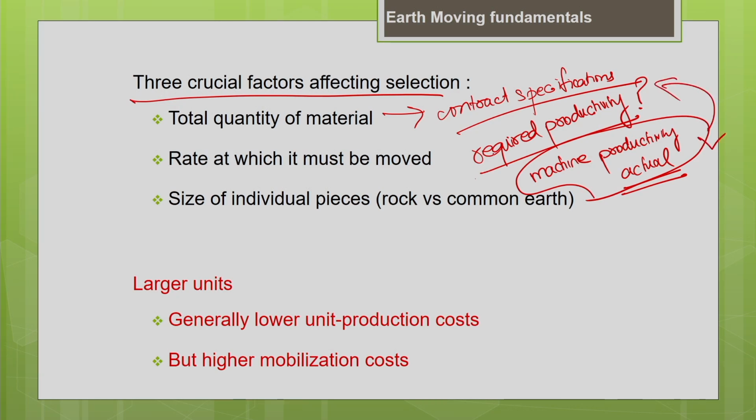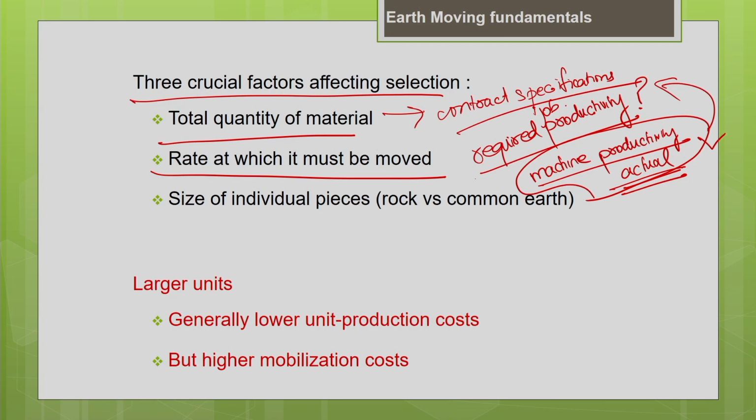Then you can make the selection accordingly. You know the required productivity for that particular job and the machine actual productivity, which you can get from the manufacturer. So based upon that you have to make the selection. So three crucial factors which affect the equipment selection are the total quantity of the material to be moved and the rate at which it must be moved. Okay, that you need to know from the contract specifications.